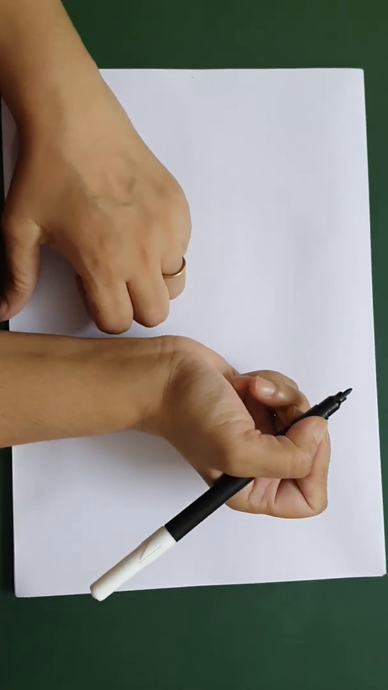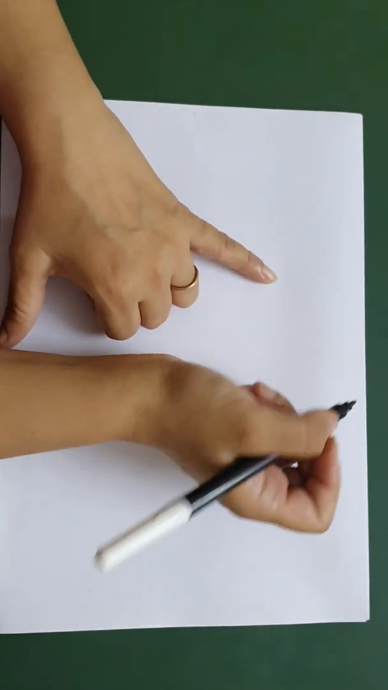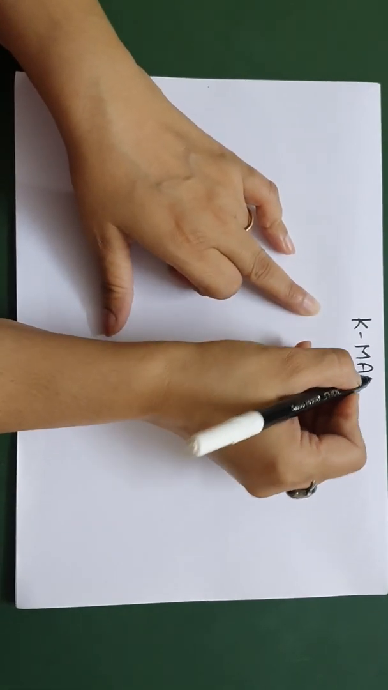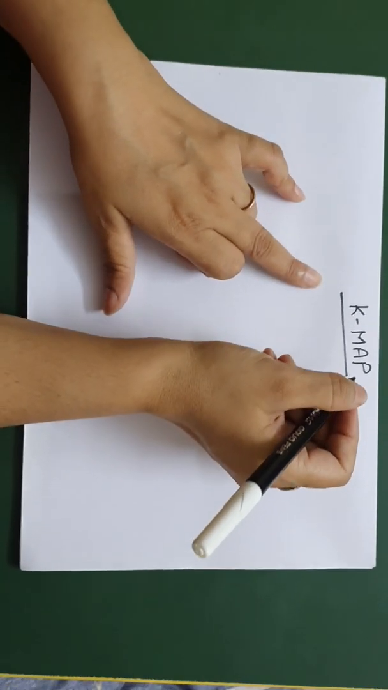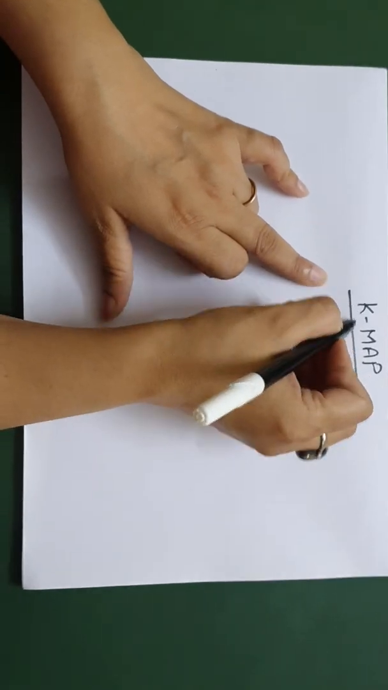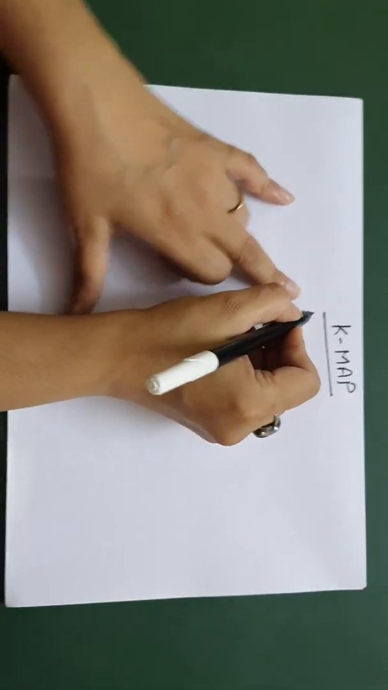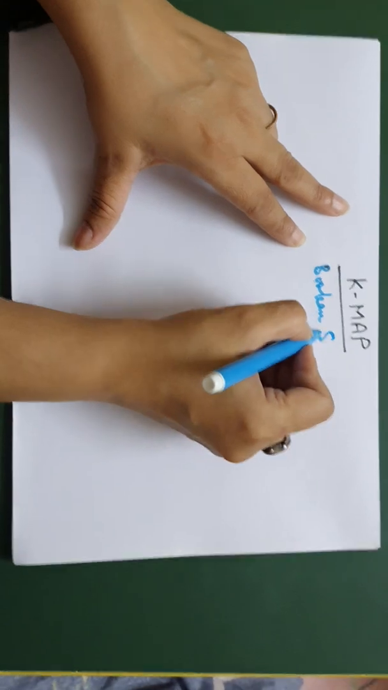I got a lot of requests regarding this topic, the K map. Before going into the K map, I would like to give a brief idea of why the K map is being used. We use the term Boolean simplification.